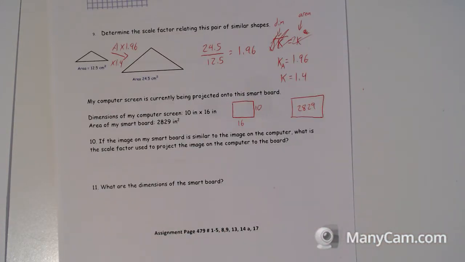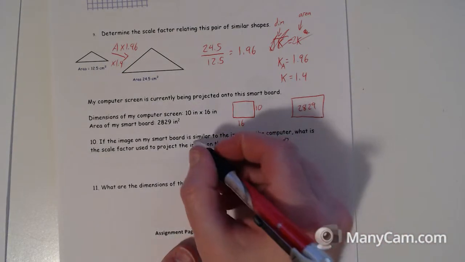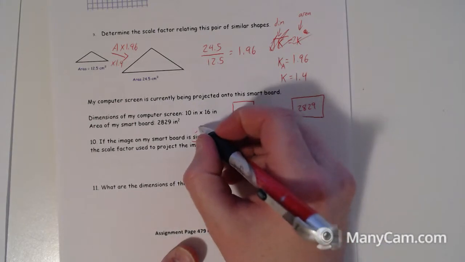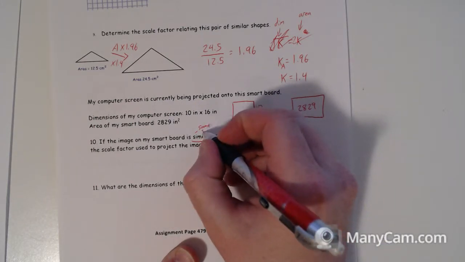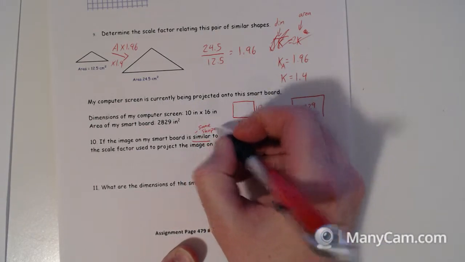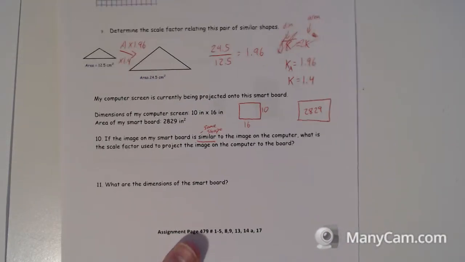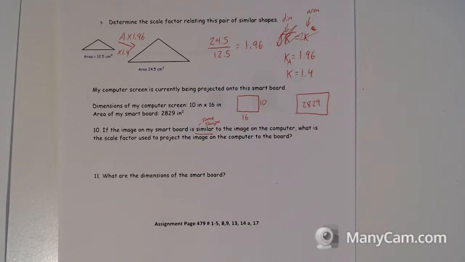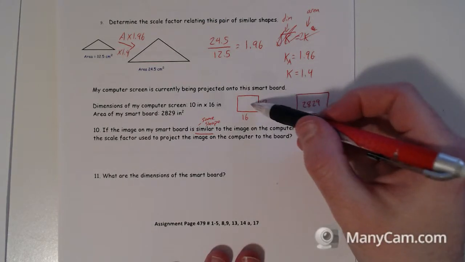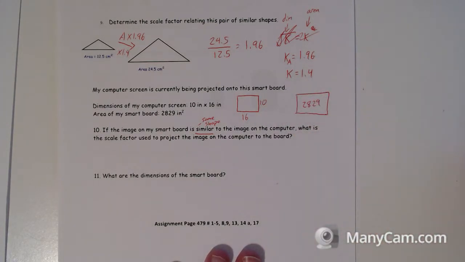Okay. If the image on my smartboard is similar to the image on the computer, so if it's the exact same dimensions, exact same kind of shape, that's what similar means. Similar is same shape, different size. What's the scale factor used? How much bigger is something? If I had a line on here, how much bigger would it be when it comes to this size? So how can we find that one out?